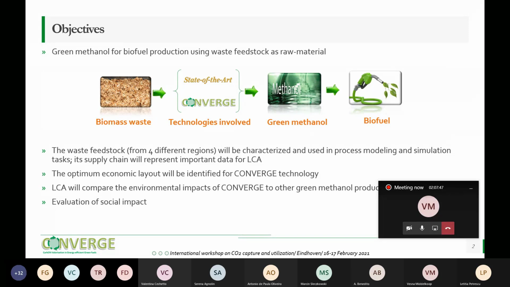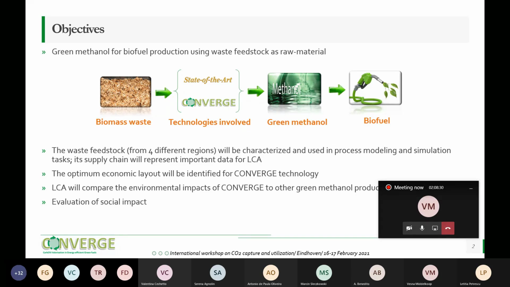So the Converge project is concentrated on green methanol for biofuel production using waste feedstock as a raw material. We are going to focus on 4 different types of raw materials from 4 different regions. These are going to be characterized and used in process modeling and simulation tasks. Also, the characterization of the waste feedstock will be an important input for the environmental assessment, which is based on the LCA methodology. Using process modeling and simulation tools, the optimum economic layout for the Converge technology will be identified.